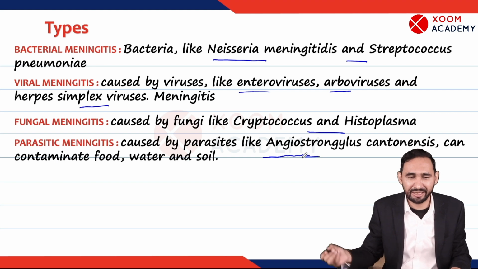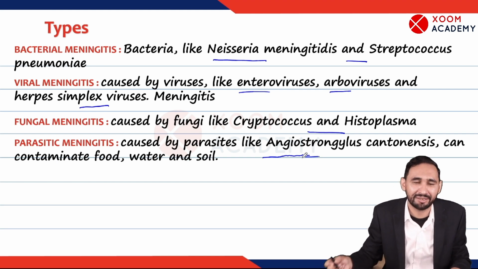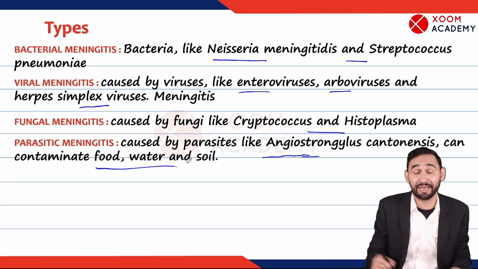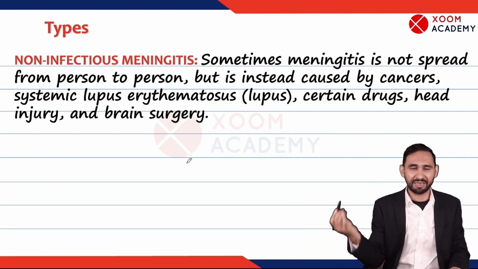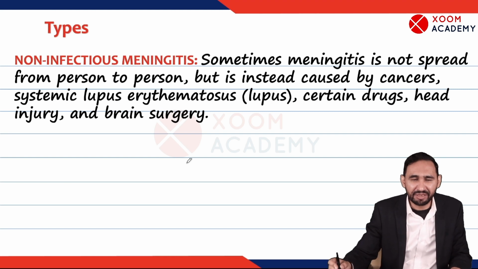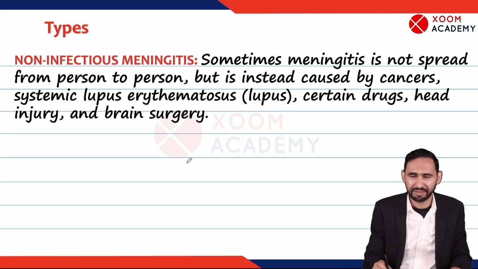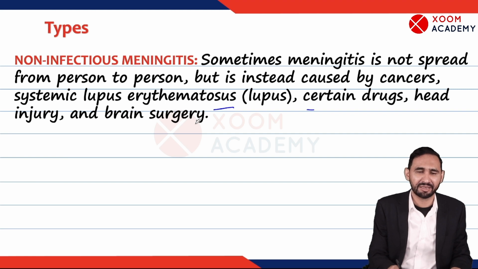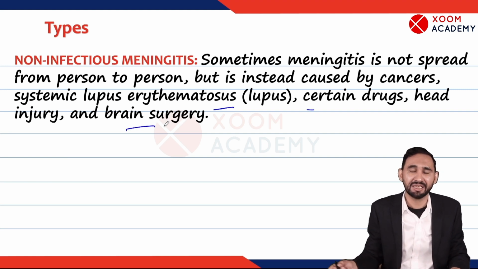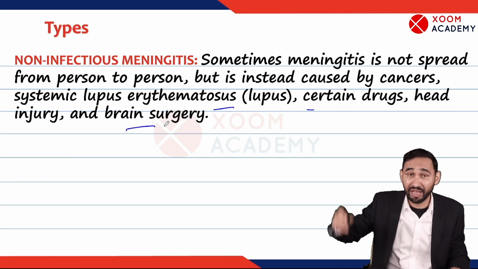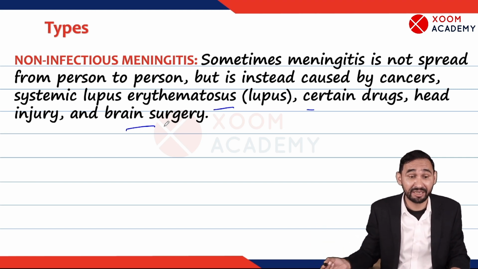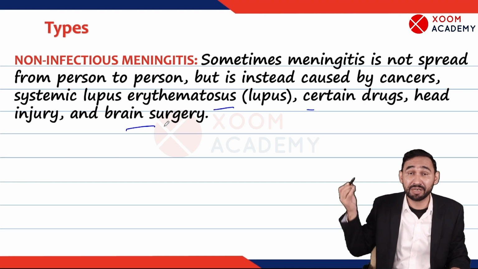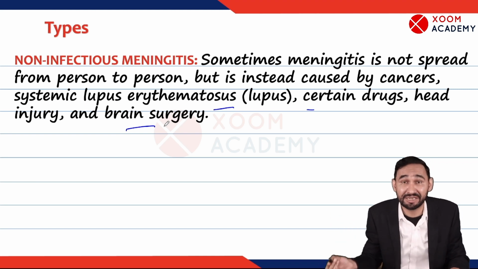How do they cause it? They contaminate the soil and water. Then they cause meningitis. They can also contaminate food. Then there is non-infectious meningitis that does not spread from person to person, but is instead caused by cancers, SLE, or certain drugs, head injury, brain surgery. So there are 5 types. This may be asked: bacterial, viral, fungal, parasitic, and non-infectious. But the predominant is bacterial.